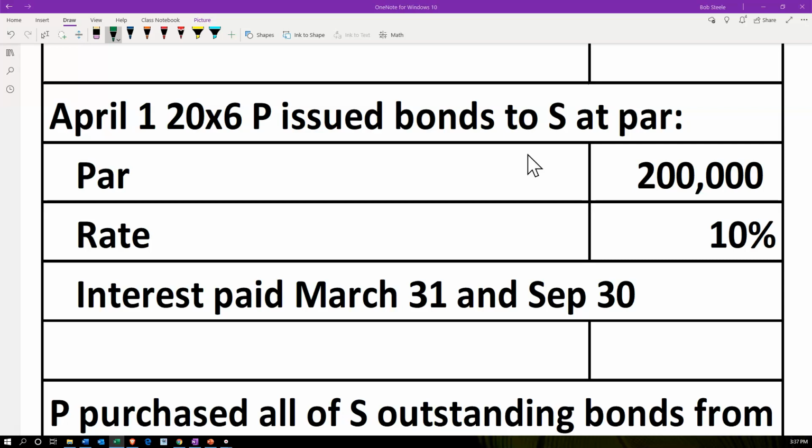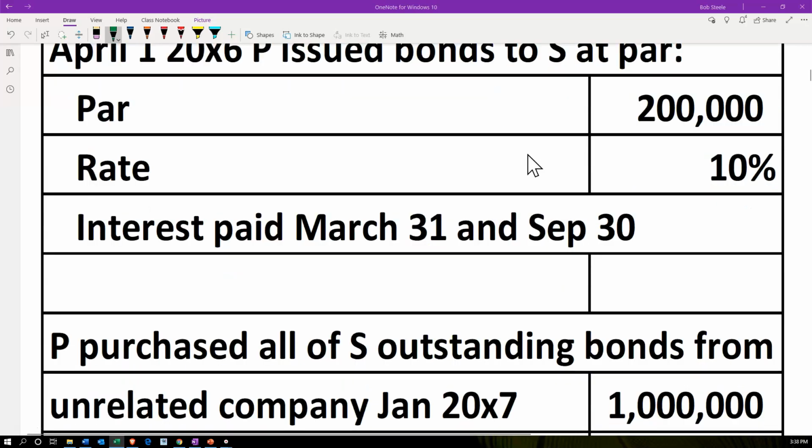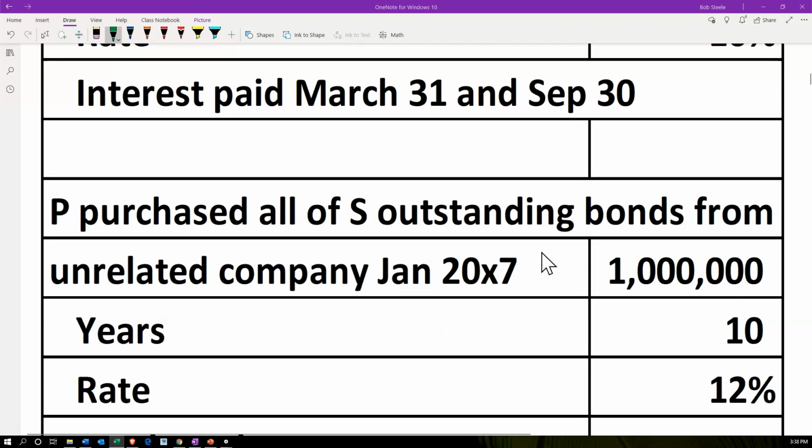Plus, they are issued at par, therefore no premium, no discount. The amount is $200,000, rate 10%. We're going to have interest paid March 31st and September 30th, and therefore we are going to have an accrual that we're going to have to deal with, because this ending date isn't at the end of the year. So we will have that we'll have to deal with.